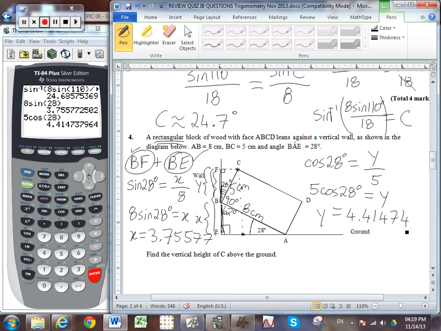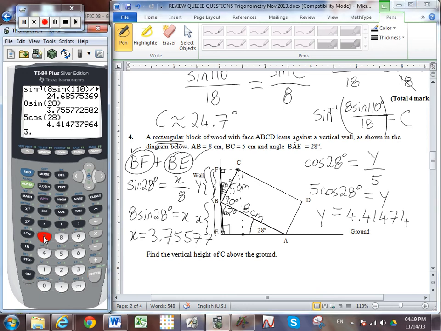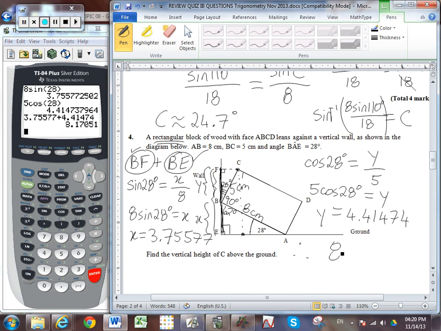And lastly, we're going to add these two values together, x and y, and we'll end up with the entire amount, which represents the height that C is above the ground. X plus y. So let's add these two amounts together then. We've got 3.75577 plus 4.41474 gives us a total of 8.17. If I round to 3 sig fig, then my total height is 8.17, and my unit is centimeters.